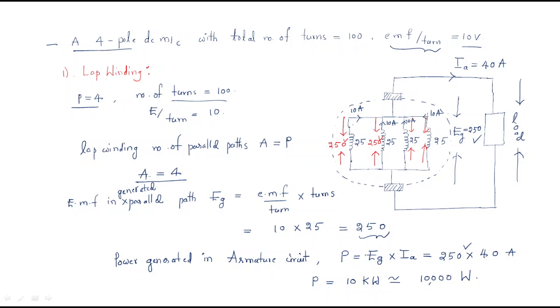The important thing is that this current depends on load. Armature current depends on load, but the EMF generated depends on the number of turns and the number of parallel paths. So this is about a particular machine having particular poles, which should have this much rating.